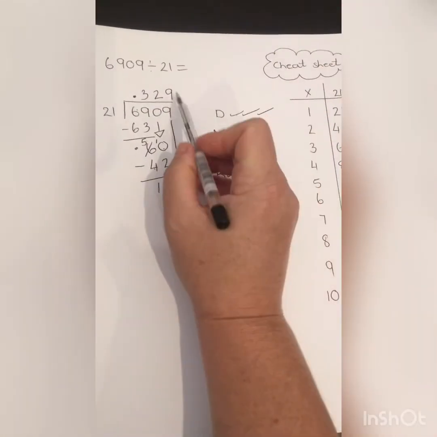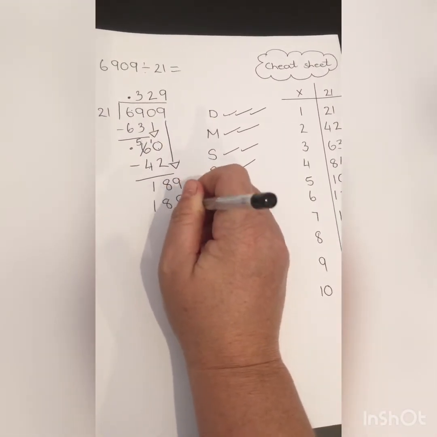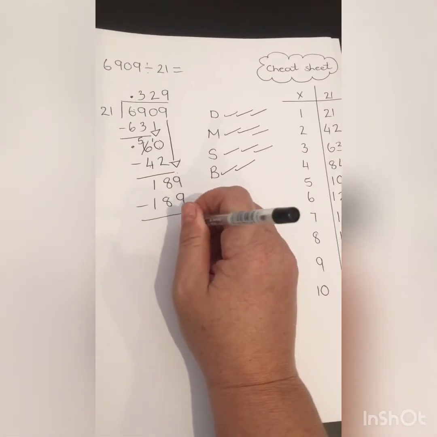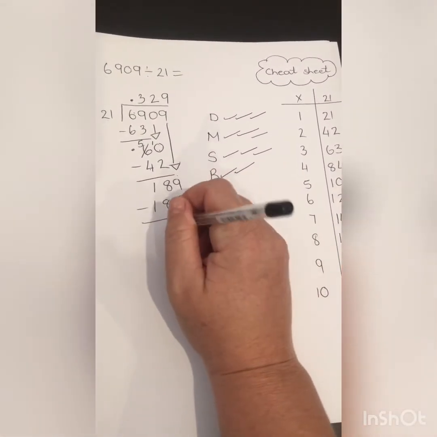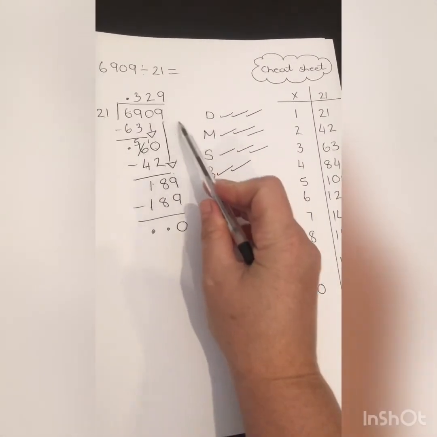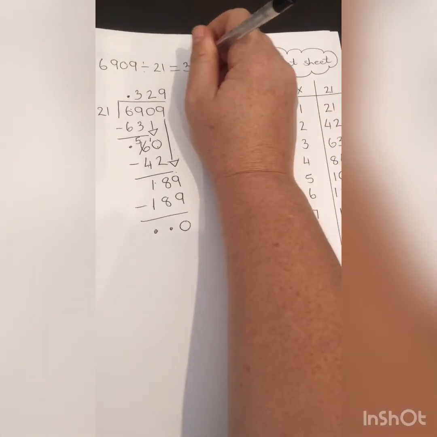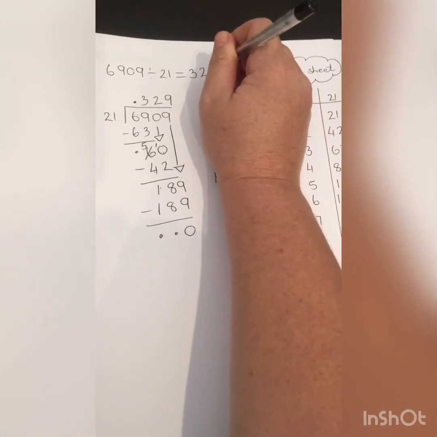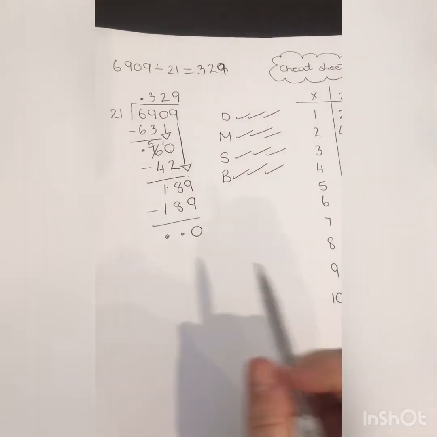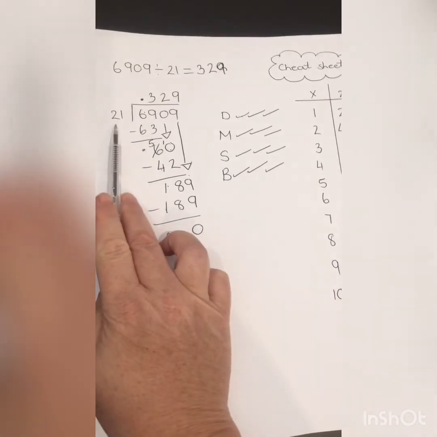That's my division. We multiply. 9 times 21 is 189. We subtract. 9 minus 9 is 0. 8 minus 8, 0. 1 minus 1, 0. Is there anything more to bring down? No. Therefore, my final answer is 329.